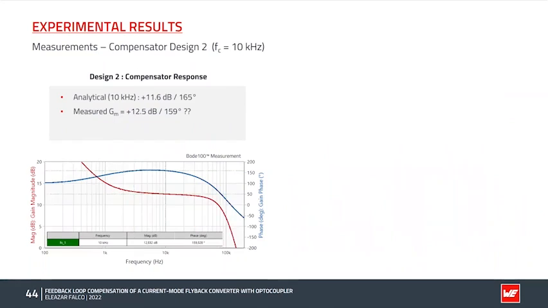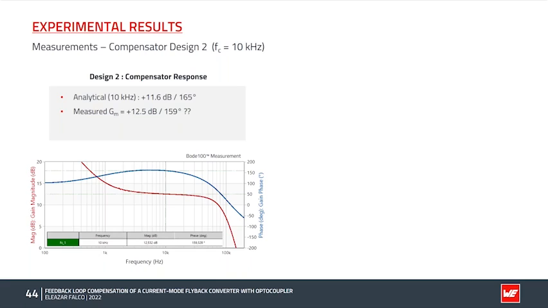And here we see the experimental results for the second compensator solution. With a target crossover frequency of 10 kHz, the compensator had to provide 11.6 dB with a phase of 165 degrees. Experimental results show 12.5 dB and around 159 degrees in phase.